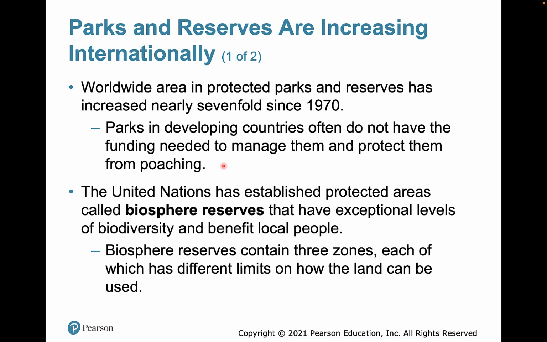Typically, in developing countries, they don't have the funding that's needed to protect them from poaching. So even if it's a national park or a preserve, it's still susceptible to poaching. It's even gone international to the fact that the United Nations has set up some biosphere reserves that have a huge amount of biodiversity and some really good benefits for locals.